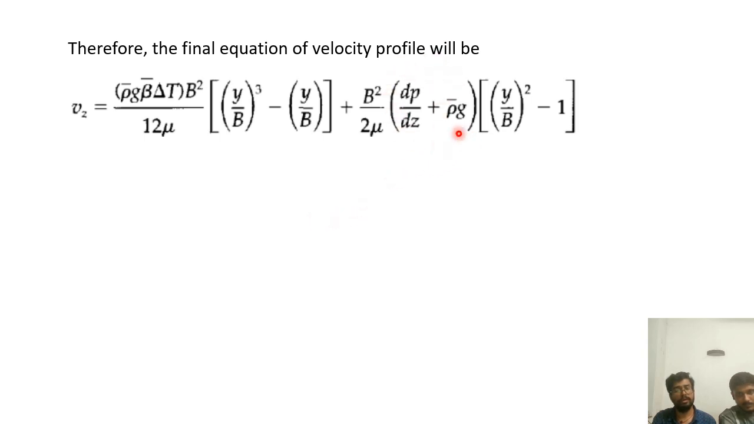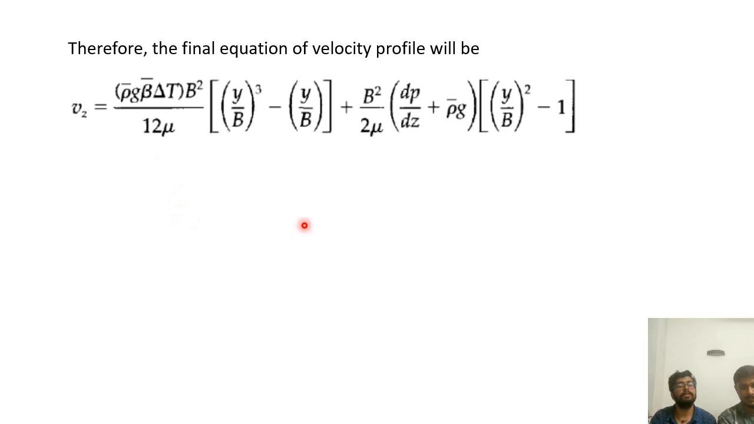This is the constant we were talking about earlier. This will be C1, oh sorry, this will be C3, which we found out, and this will be C4. This whole term will be C4. And dP by dz here is the pressure gradient, and into rho bar into G into y by B whole square minus 1.